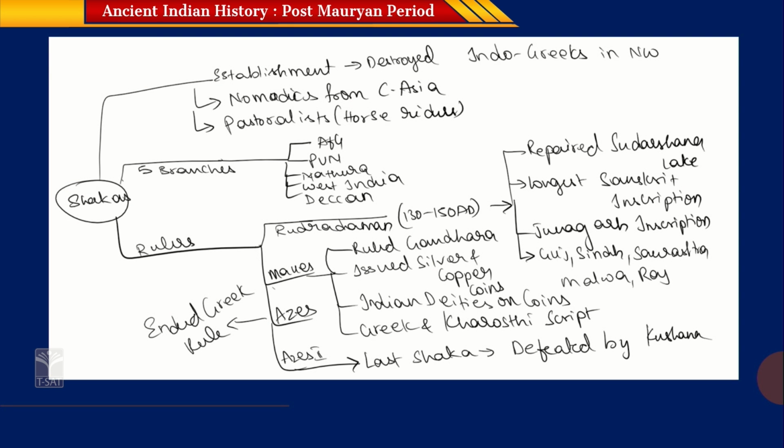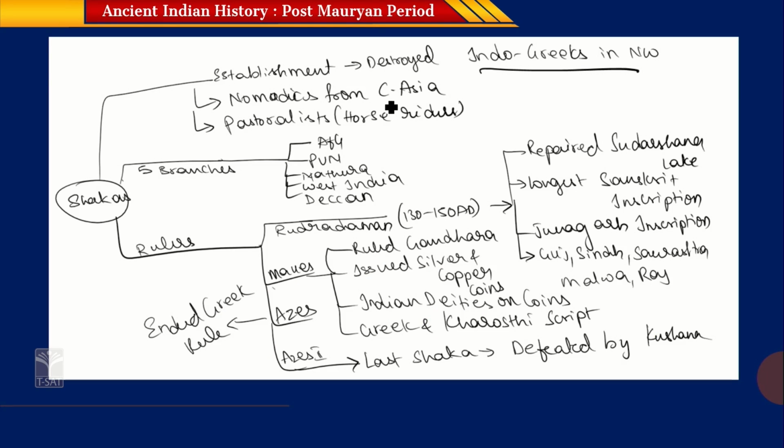Shakas came to India during the Indo-Greek period, but eventually they destroyed the Indo-Greek rule in the northwest. They were nomads of Central Asia, and largely horse riders, or you can say pastoralists. There were 5 branches of Shakas. They came in 5 waves: Afghanistan, Punjab, Mathura, West India and Gujarat. Among these, the most popular Shaka is Rudradaman, who ruled from 130 AD to 150 AD approximately.